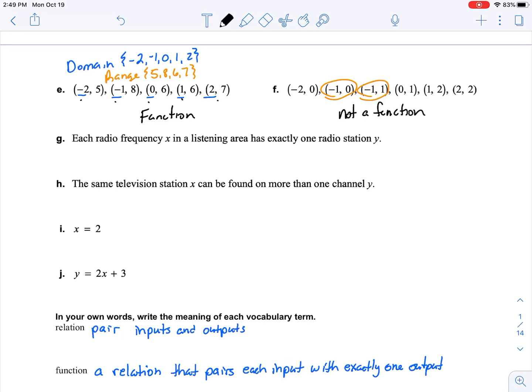All right, each radio frequency x in a listing has exactly one y. So that means we are on a function. The same television station x can be found on more than one channel y. So that means this is not a function.